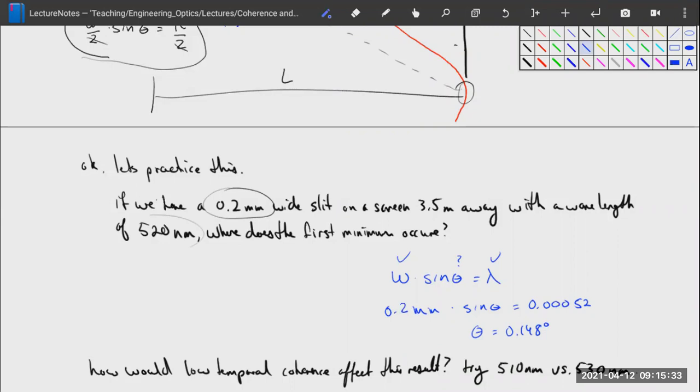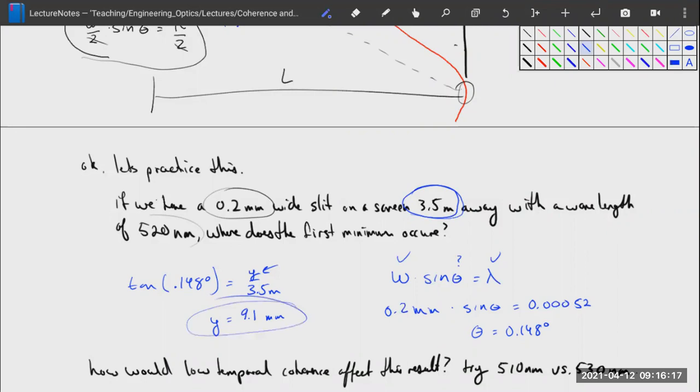If we try to figure this out, we're quite far away, so we can just use geometry. So tangent of 0.148 degrees is going to be equal to y over 3.5 meters, where y is the distance from the center to our first minimum. If we solve for y, we get y is equal to 9.1 millimeters. So we're barely a centimeter away from our central peak, and this is if we have well over 10 feet roughly between us and our slit.